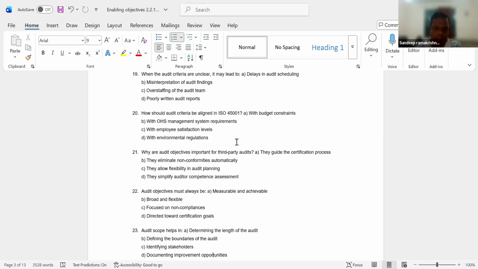See, the only answer, Srikanth, I can give you is that the criteria are unclear and then the audit is scheduled. So what is the consequence if the audit is scheduled and the criteria are unclear? It may lead to. That is how the question has to be looked at. I understand your question. May lead to scheduling delays is also slightly ambiguous.